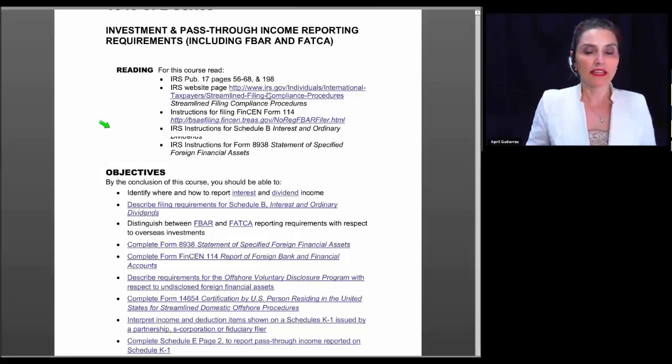But if you click the link here in the manual, it will take you to the IRS website where you can then select between resident compliance issues and non-resident compliance issues. And if you are outside of the United States, you have different rules you follow than if you are inside the United States on those.